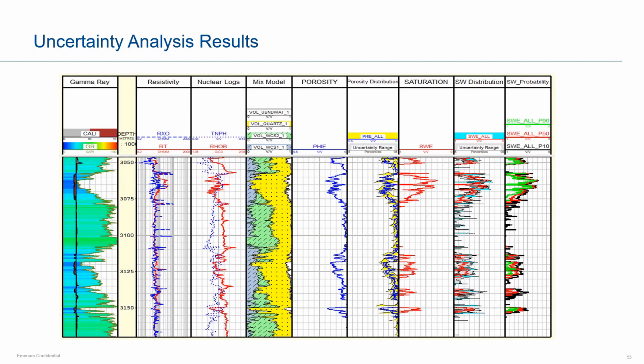For example, in this slide, you can see the porosity and saturation distribution from Multimin uncertainty analysis. In the last track, from this array histogram for the saturation distribution, I have generated statistics saying what my P10, P50 and P90 values are. This is a good feature where you can run uncertainty within the Multimin model.